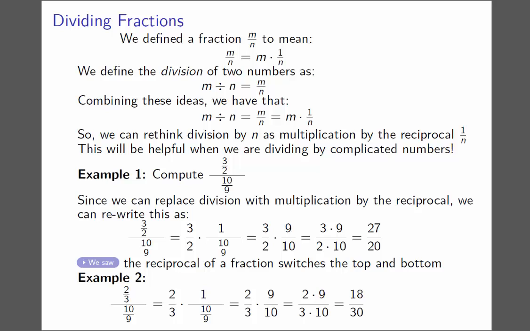But this is a fraction that we can reduce because 18 has a factor of 6 and so does 30. So we can write 18 as 3 times 6 and 30 as 5 times 6. And since 6 divided by 6 is just 1, we are left with 3 fifths. So 2 thirds divided by 10 ninths is 3 fifths.